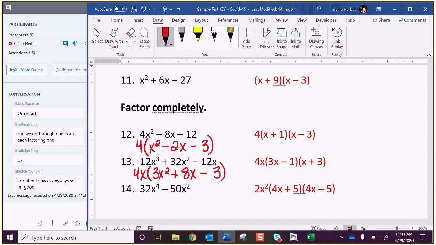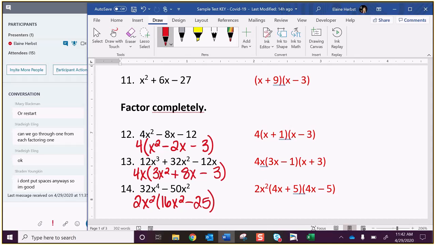9 minus 1 is 8, yeah. Number 14, you can see I factored out a 2x squared to leave me with 16x squared minus 25. And that's a difference of squares. So you'll notice the parentheses are identical and the signs are opposite: 4x plus 5, 4x minus 5.